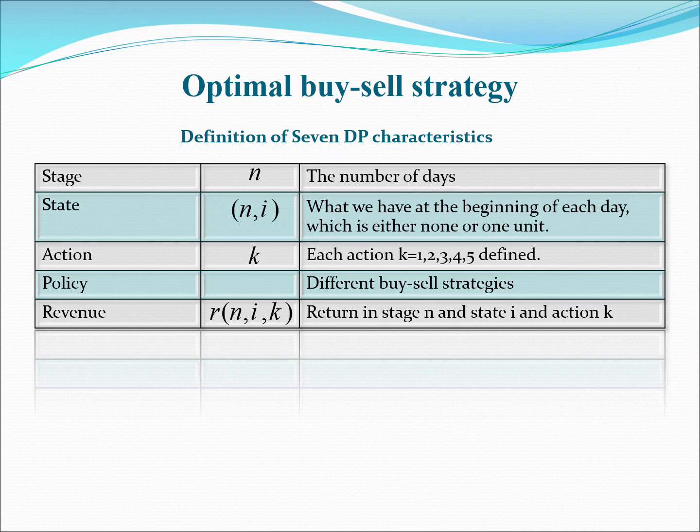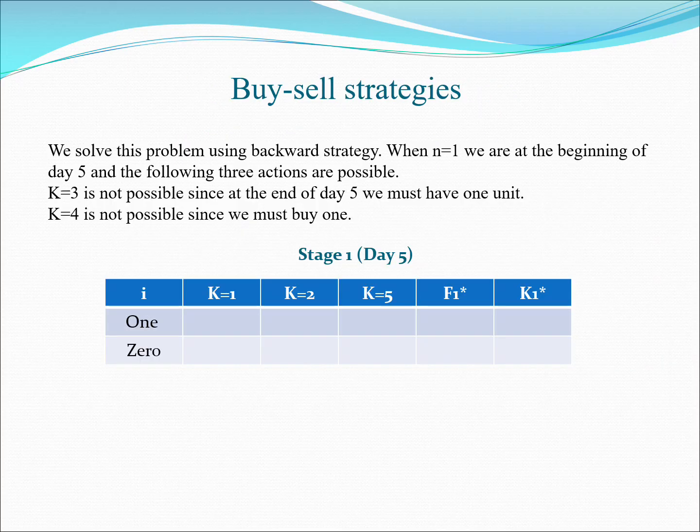State I is defined as whether we have 0 or 1 unit. Action K is defined as the 5 decision strategies that we just described. Revenue in each period N is obtained through buy-sell actions by considering the $1 inventory we pay. We solve this problem using a backward strategy.